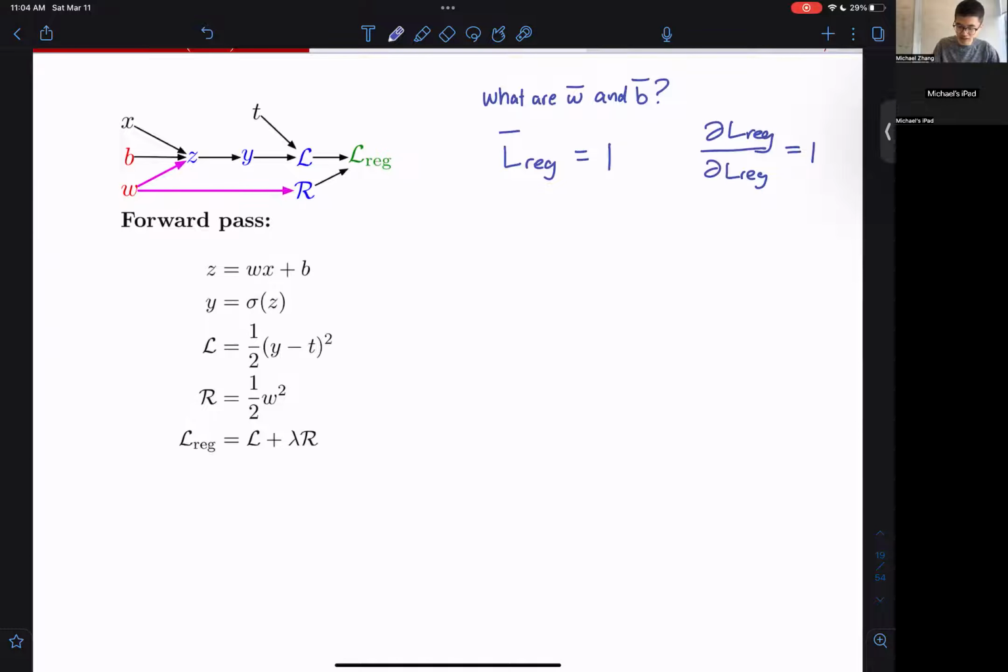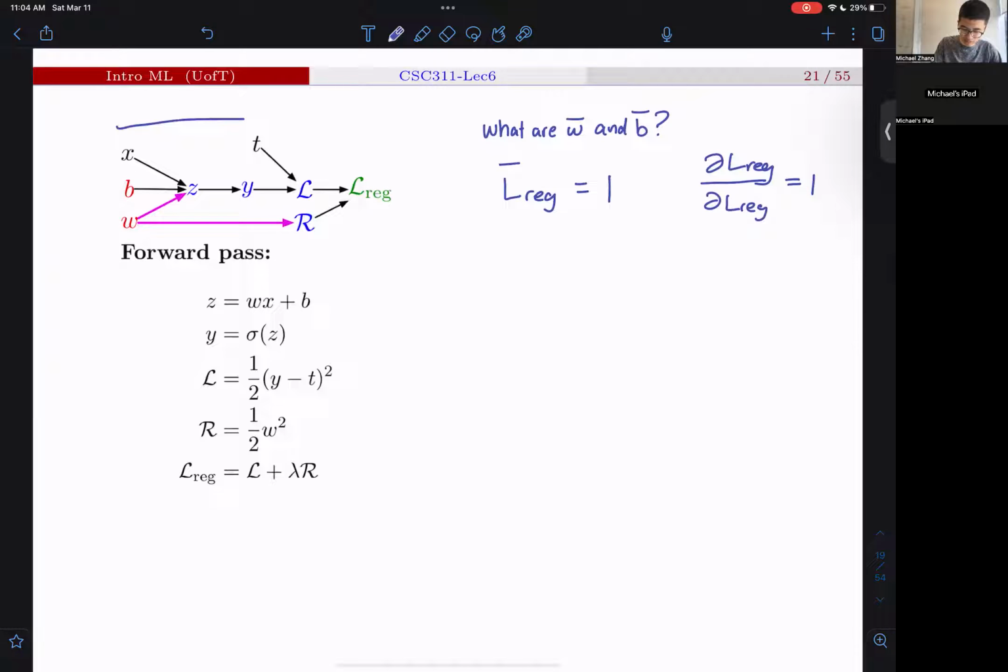And now, the forward pass is going through the graph in this direction. When we take gradients, we're reversing the direction of the arrows and going in the opposite direction. So you're allowed to compute the gradient of a variable once all children nodes of that variable have been computed. In particular, once we have LReg, we can compute both L bar and R bar. Let's go ahead and do that.